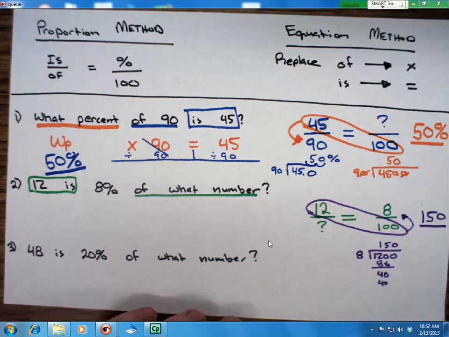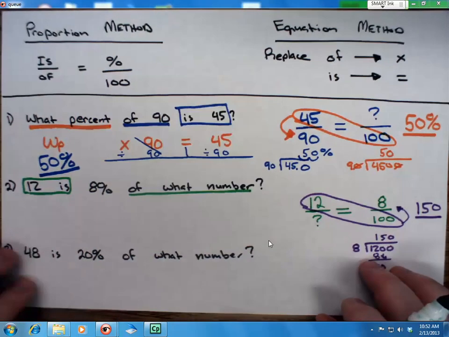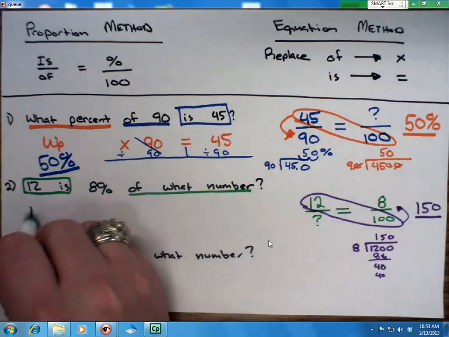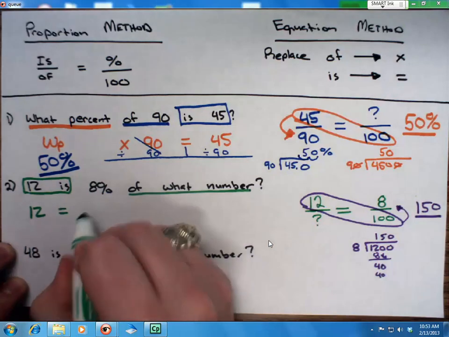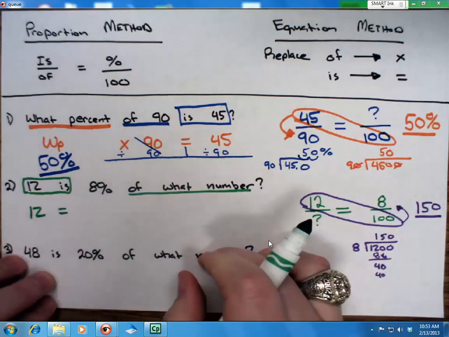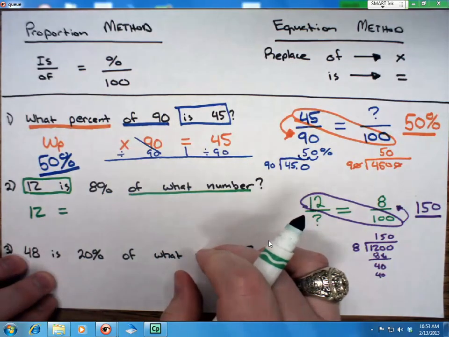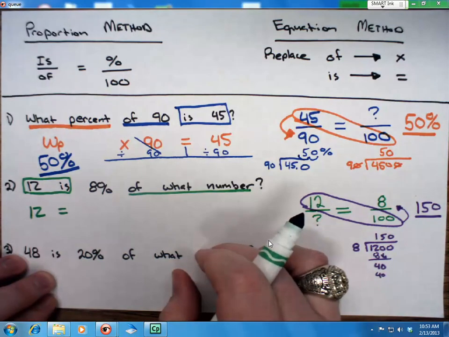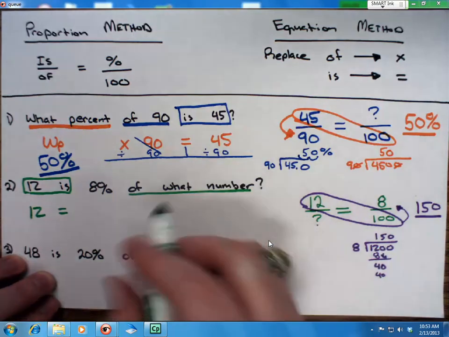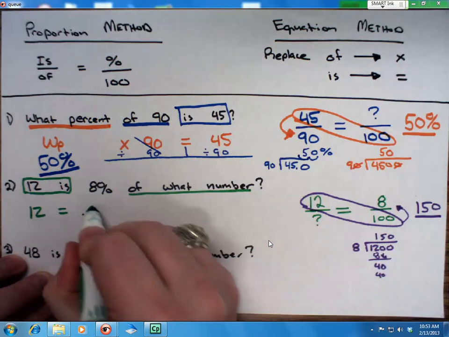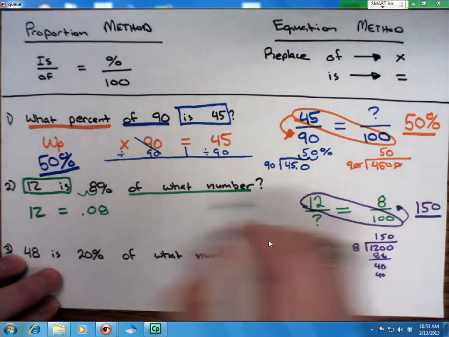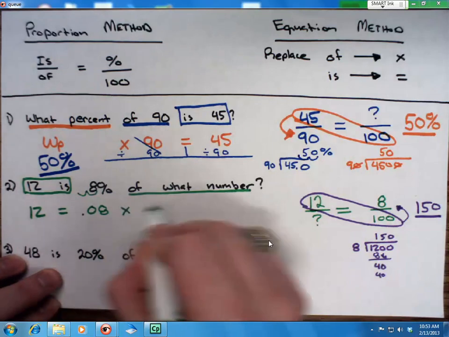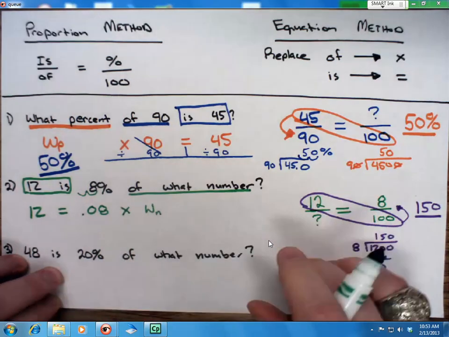Okay, let's do it using our equation method. It's 12. We replace our word is with equals 8%. Now, I'd probably be best off changing that to a decimal. What is 8% in decimal form? Not 0.8, it'd be 0.08. Remember, I have to move it over 2 places? 1, 2. And it says of, which is times, and then I'll put N right here for what number.